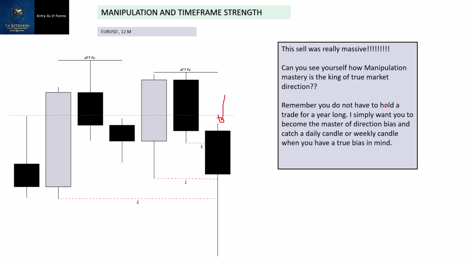Remember, you do not have to hold a trade for a whole year. No. I simply want you to become the master of direction. Got it? I want you to become the master of direction by directional bias and catch the daily candle or weekly candle when you have a true bias in mind. This is the key of this video.